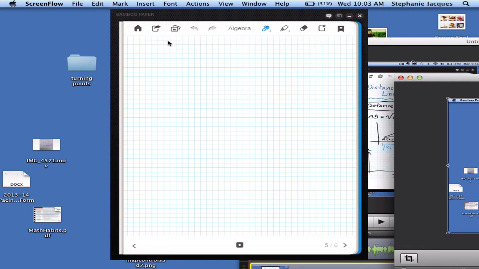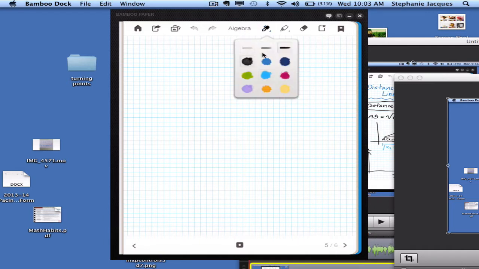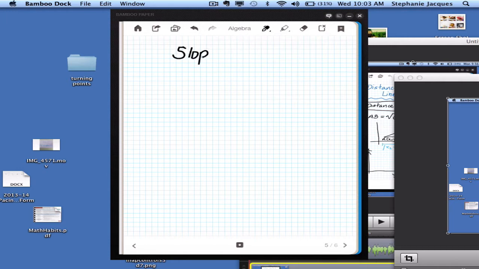Today we're going to look a little more in depth with slope. So go ahead and, in your composition books, write "slope continued" and make sure this is on your right-hand side.